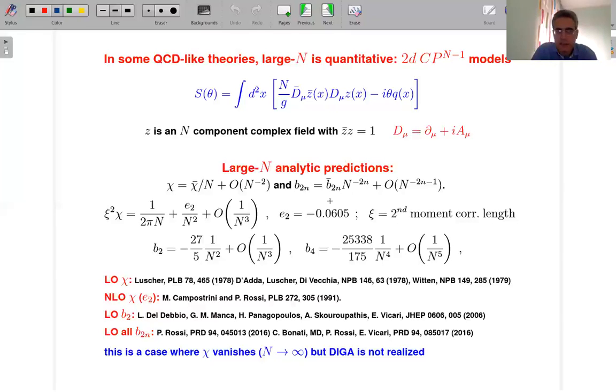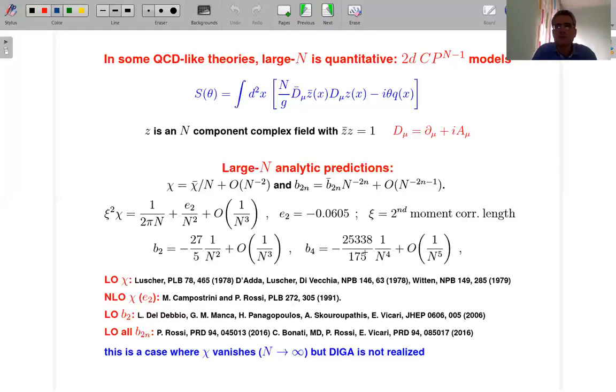The b2n coefficients are also predicted, to leading order in 1 over N, to scale as inverse powers of N, and the first few coefficients have been computed analytically. For instance, you know that the topological susceptibility times the correlation length squared of the system must be 1 over 2 pi N plus corrections which have been computed. This is the prediction for the first corrections. At the same time, you have predictions for the leading order behavior in 1 over N of these further coefficients.